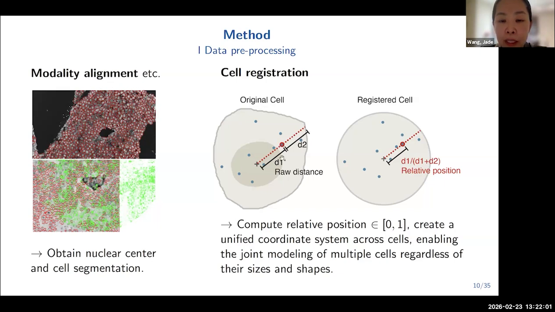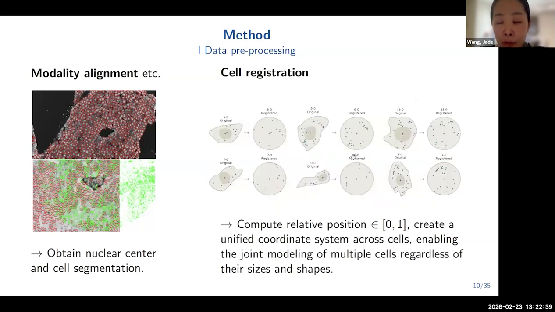So we can compute this D1 distance and this D2 distance. We will calculate a relative position by D1 divided by the sum of D1 and D2. You may know that this is essentially a ratio, and this ratio measures how far this spot is from the nuclear center. So in this way, we registered a cell with random shape to a unit disk, because everything becomes between 0 and 1. Yes, that's this step.